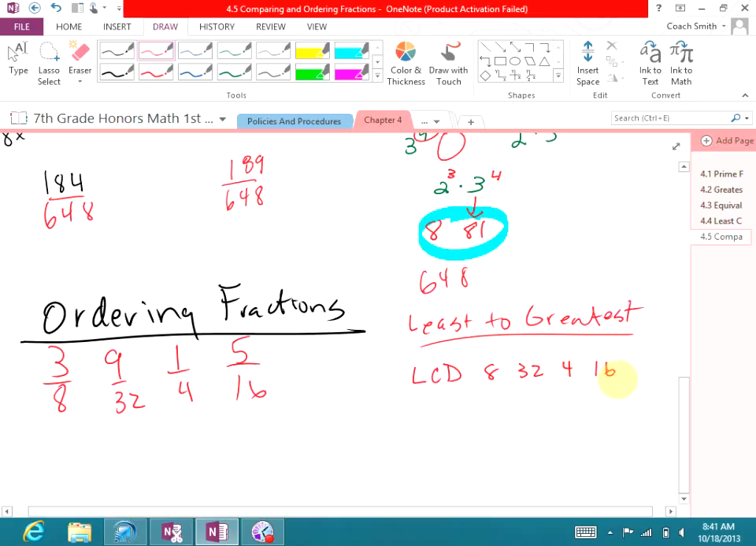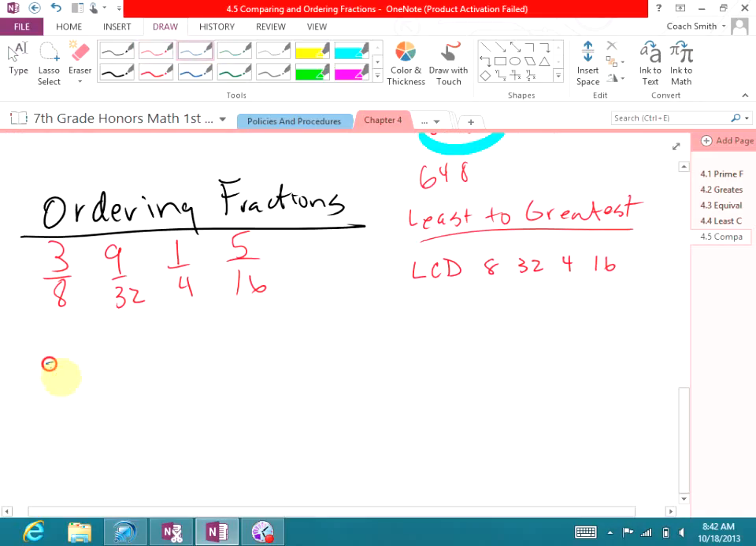Well, this one's fairly easy in the sense that the largest one is 32. 8 times 4 is 32. 4 times 8 is 32. 16 times 2 is 32. So, quit yelling out numbers because you're wrong. 32 would be your LCD because it is the only number that all the other numbers can be multiplied by a factor to get. So I'm going to create 4 new fractions with 32 on the bottom.